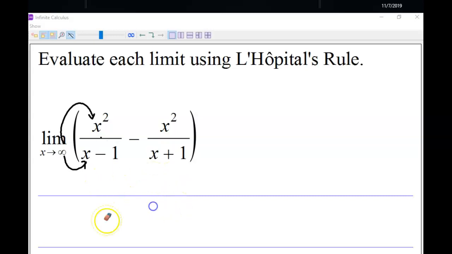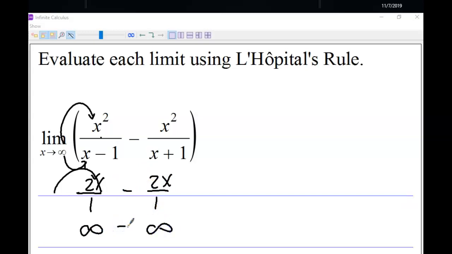By the way, you can also use the strategy that we learned in lesson 3.9 for those. But I'll go ahead and stick with L'Hopital for now. So the derivative of the top is 2x, the derivative of the bottom is 1. And so if I plug in infinity, I get infinity. The same thing is going to happen over here. Derivative of the top is 2x, bottom is 1, and that's infinity. And we're subtracting them, and there's your other indeterminate form, right?